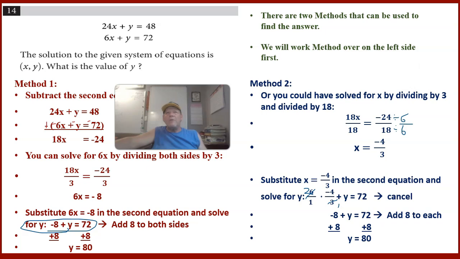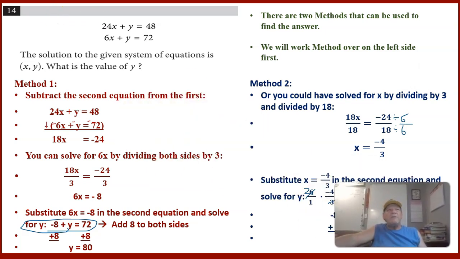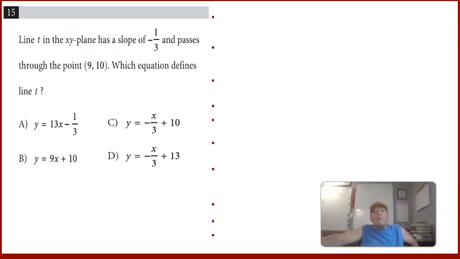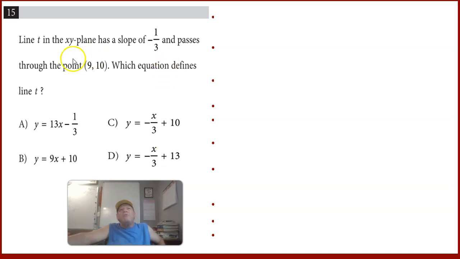So now let's go to number 15, which is the last problem we're doing in this video. Number 15 says line T in the XY plane, so it's just in a coordinate plane. Line T has a slope of -1/3. So they give you the slope. It goes through the point (9, 10). Which of these equations is true?